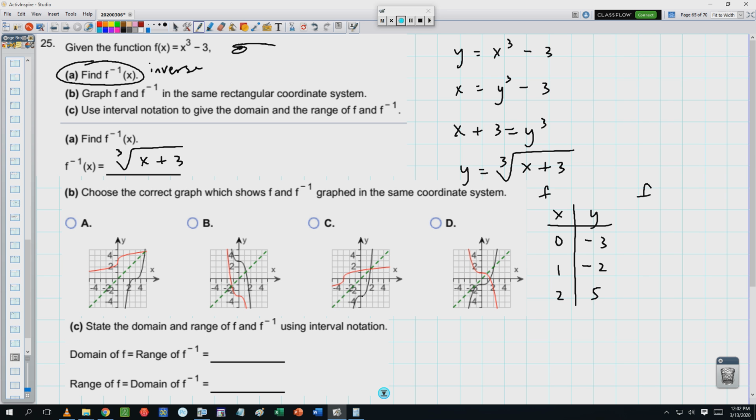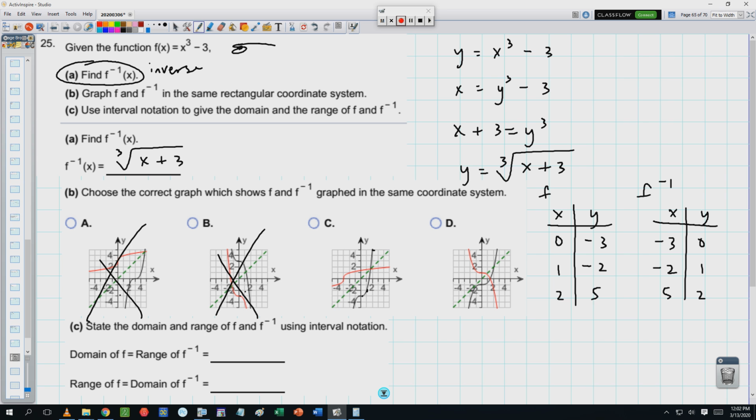Now the thing about inverses, the roles switch. So the -3 makes 0, the -2 makes 1, the 5 makes 2. And I'm just going to look at my graphs, see if I can find those points. So 0, -3 is here. Nope. 0, -3 is here. 1, -2 is here. Nope. 0, -3 is here. 1, -2 is here. 2 and 5 is there.